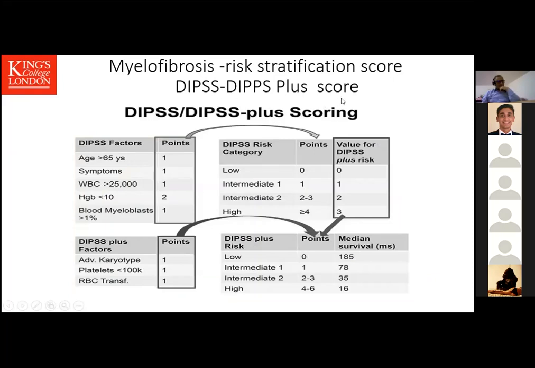So this is a condition called myelofibrosis, and this is the scoring system of myelofibrosis. This is called the DIPSS Plus scoring system. So you check the age of the patient, whether you have got B symptoms like night sweating, weight loss, itching, and splenomegaly. The white cell count is high, hemoglobin is low, and you have got peripheral blood blasts more than 1%. And then according to that, low-risk myelofibrosis would live up to 185 months. And then as you go up in the score, the high intermediate to high is going to be about 16 months of median survival.